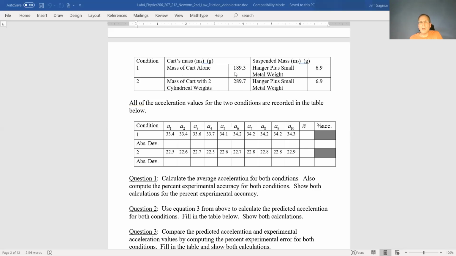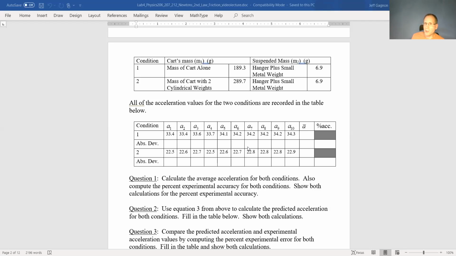So the mass of the cart by itself was 189.3 grams. And then with the two weights, it was 289.7 grams. For the hanger, we kept that constant for both conditions. It was a hanger plus a small metal weight and ended up being 6.9 grams. So you have all that data.